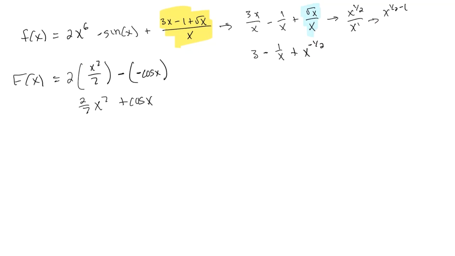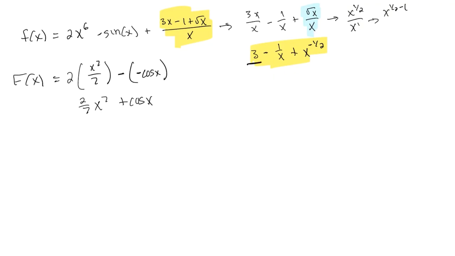I want to leave it as x to the n so that I can add 1 to the power and divide by the new power. So now that I have this equivalent expression for that rational expression, and we've written 3x minus 1 plus root x all over x as 3 minus 1 over x plus x to the 1/2, I'm going to take the antiderivative of each of those pieces.